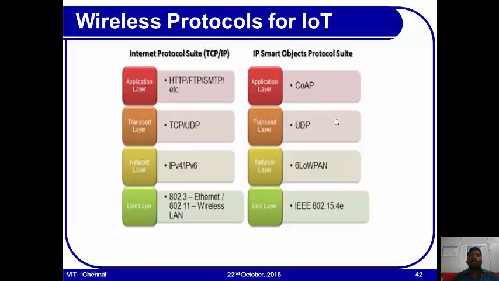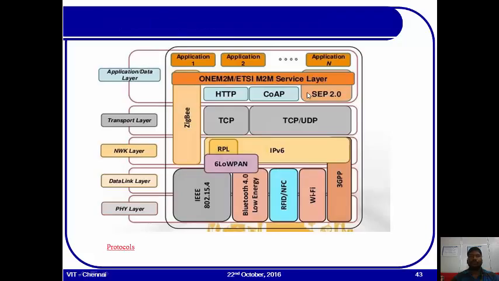So this is the mapping of TCP/IP versus IoT protocols. We have a physical layer with 802.15.4, network with 6LoWPAN, transport with UDP, and CoAP at the application layer. The overall stack, layer-wise: Zigbee, Bluetooth, RFID, NFC, Wi-Fi, 3GPP.